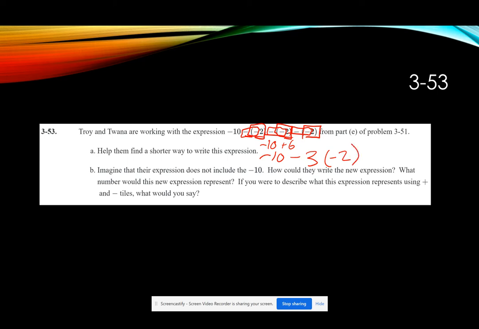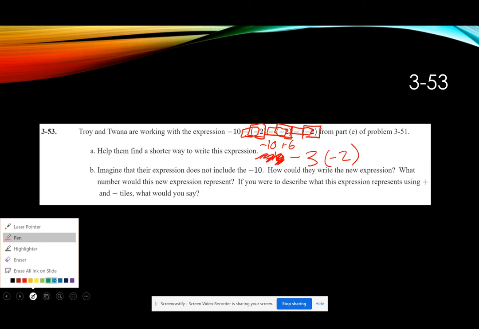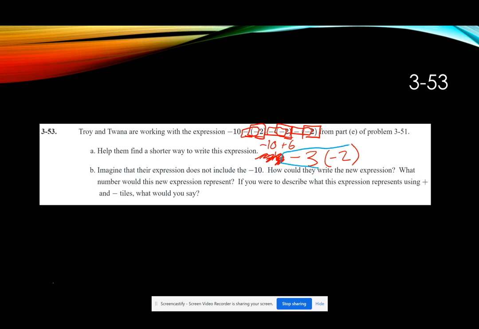Now it says, imagine that their expression does not include the -10. How could they write this new expression? What number would this new expression represent? If you were to describe this expression using positive, negative tiles, what would you say? Okay, well, if I got rid of this -10, I still have minus 3 groups of -2. So you can think about that as taking away 3 groups of -2, or what I'm actually going to do here is instead of this being minus 3 groups of -2, I'm just going to make this -3 groups of -2. All right? So you can think about it as -3 times -2.